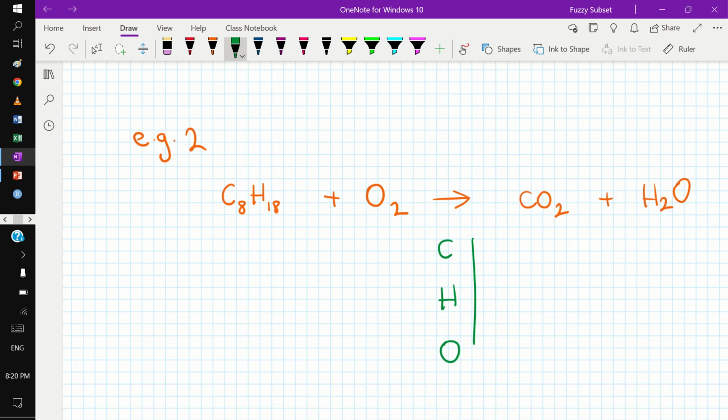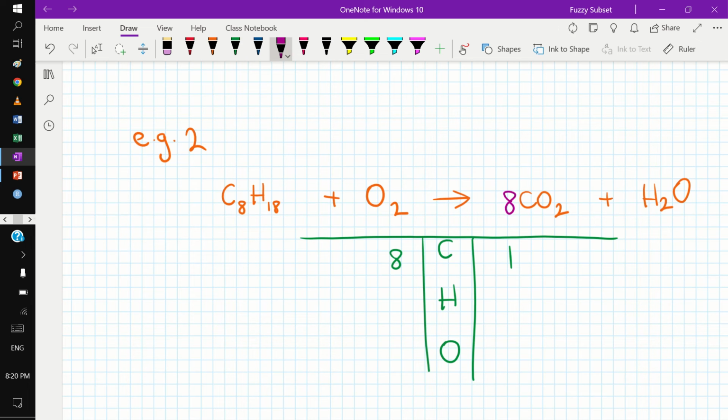Alright, so C, H and O. Let's keep track. On the left for carbons we have 8, and on the right we just have 1. The way that we are going to fix that is we are going to put an 8 in front of the CO2 on the right, and again I'll just go back to that purply color. So an 8 in front of the CO2 on the right, and now we have 8 carbons on the left and 8 on the right.